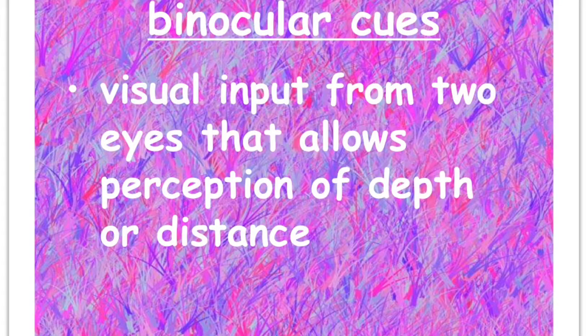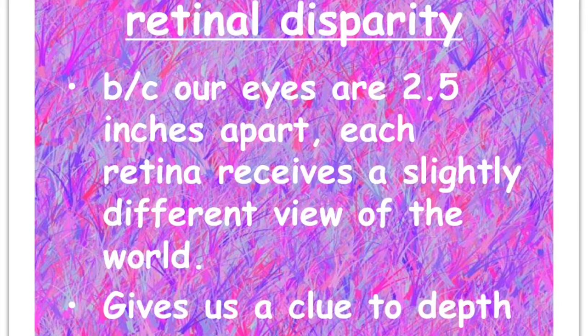Now, as the name suggests, binocular cues are going to be visual input from two eyes that helps us to perceive depth or distance. And this is going to be based on retinal disparity. Because our eyes are about 2.5 inches apart, each retina receives slightly different information of the world.